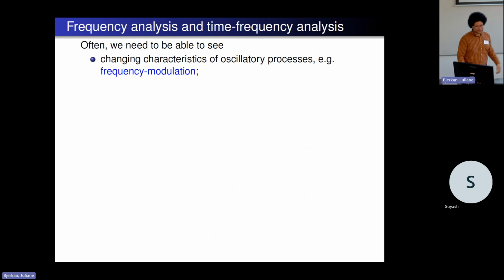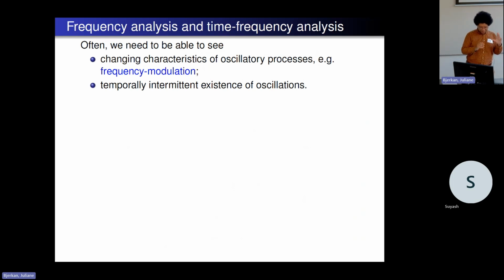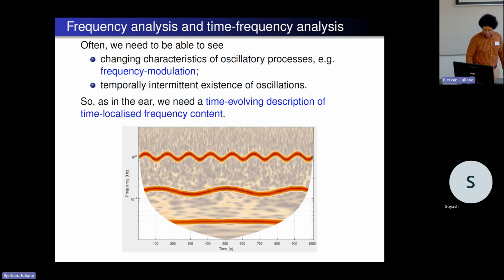Okay, so that was power spectral density, but often we need to be able to see the changing characteristics of an oscillatory process. For example, it might have its frequency being modulated. And also sometimes you have temporally intermittent existence of oscillations. So oscillations exist and then don't exist and so on. You want to be able to see these things. And so just doing the power spectral density of your signal won't capture these things. So as in the ear, we need a time-evolving description of the time-localized frequency content. And that's what time frequency analysis is.